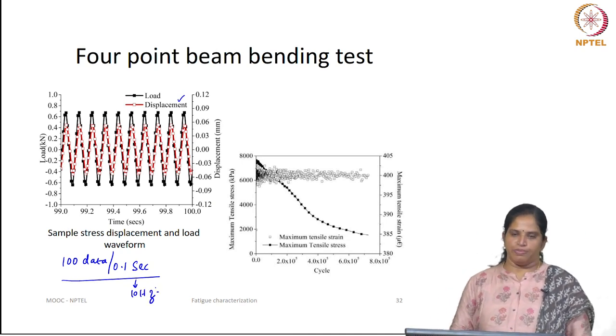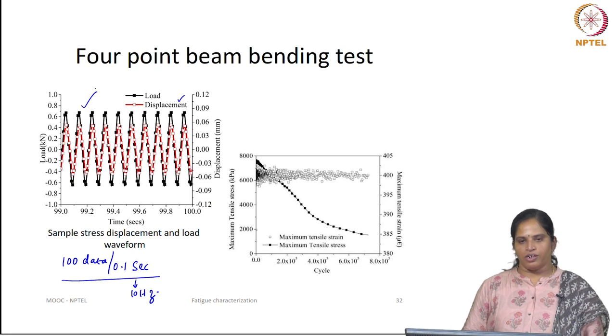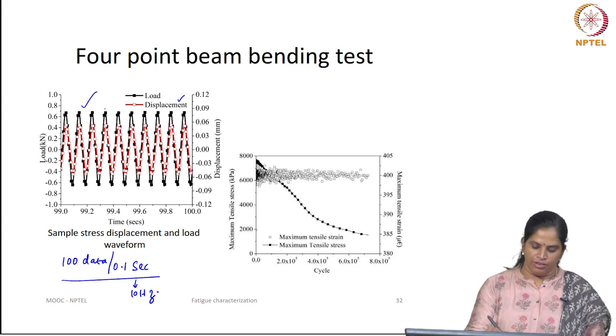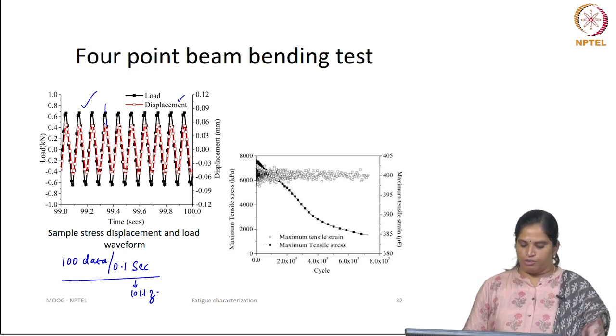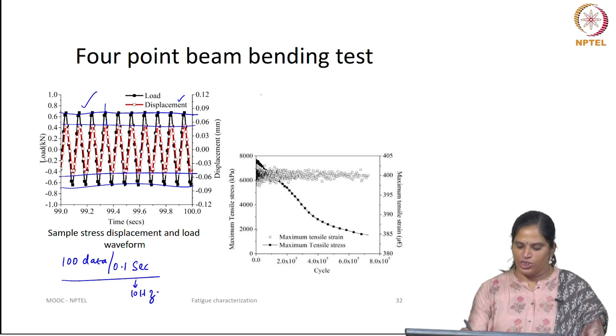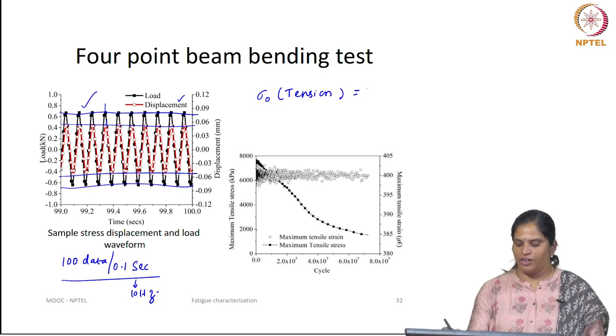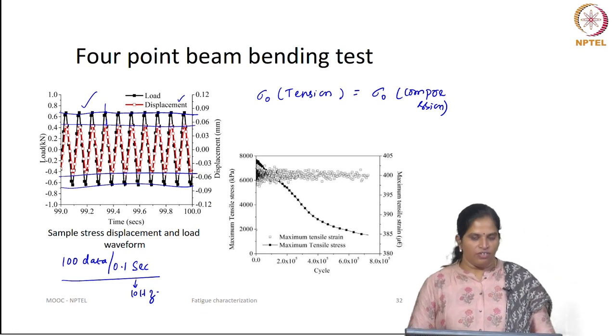So you collect a displacement and the load waveform. If you look into the sample displacement and load waveform, you can see both are sinusoidal with a lag between the load and the displacement waveform. Now with this load and displacement waveform, you identify or filter only the peak point. The tension peak on the tension side should be equal to the compression peak on the compression side. So you identify the peak point.